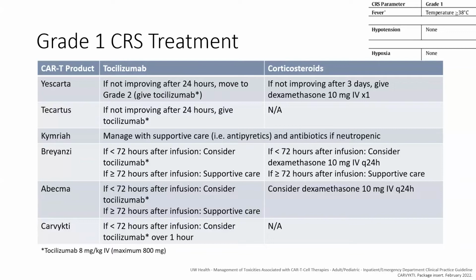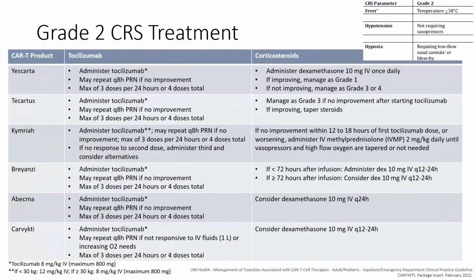Steroids don't have as much of a role in grade 1 CRS as tocilizumab does, and half the products don't recommend steroids at this grade. For the 3 products that do recommend either giving or considering steroids, the steroid dose will be lower than what we'll see for higher grade CRS, and that would be dexamethasone 10 milligrams IV either once or up to every 24 hours, depending on clinical improvement. Again, you might see a lot of provider variation in the treatment of CRS using steroids.